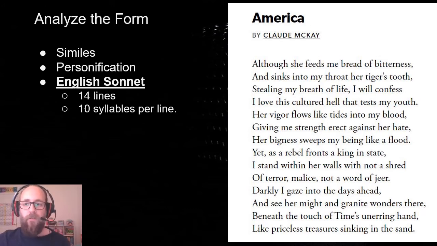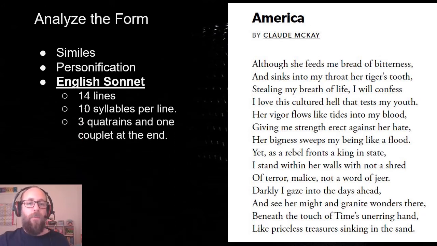Cool. Okay, so the next thing you need to write down is 3 quatrains and 1 couplet at the end. Before we get into that, we know it's squished. Okay, so let's look here. A quatrain is 4. So let's count off 4 lines. 1, 2, 3, 4.